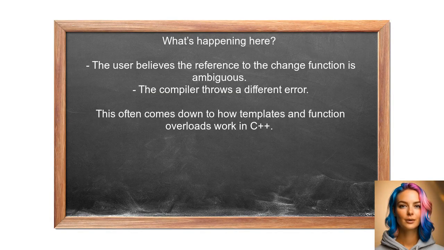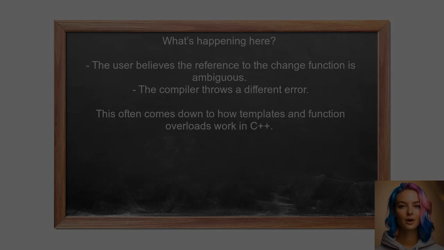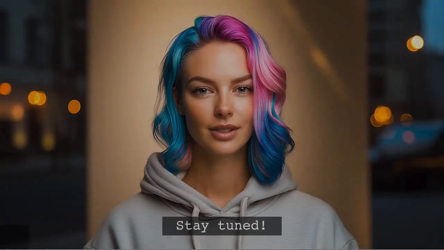So what's happening here? The user believes the reference to the change function is ambiguous, yet the compiler throws a different error. This can be confusing, but it often comes down to how templates and function overloads work in C++. Let's break it down.